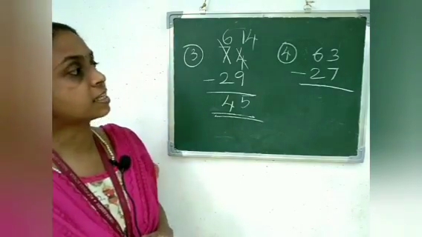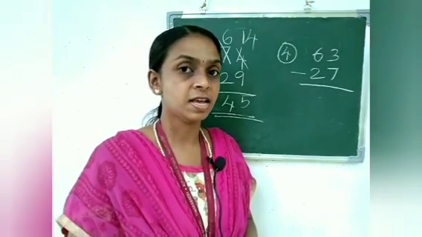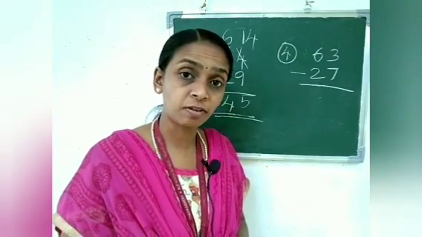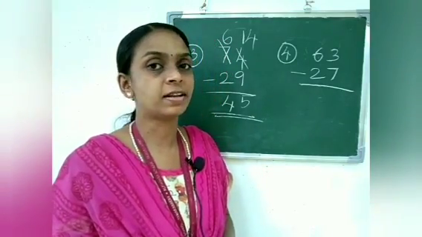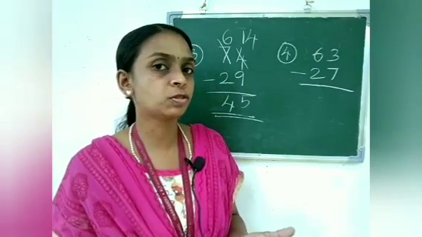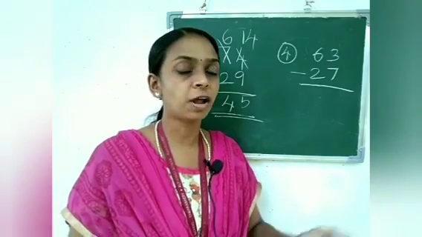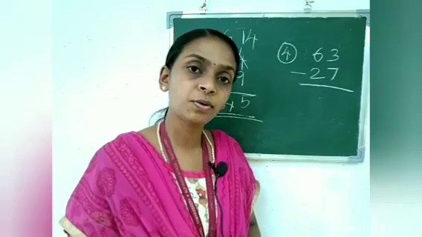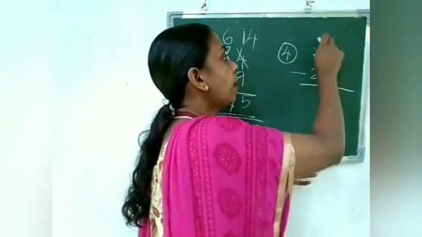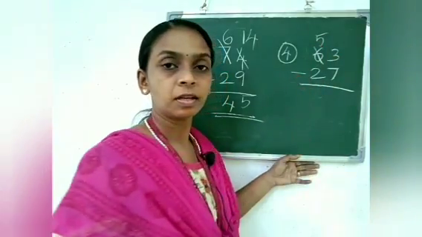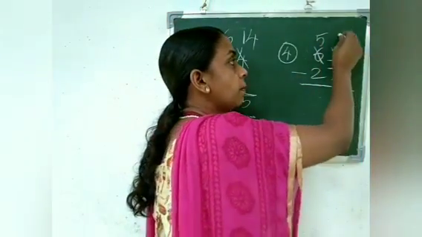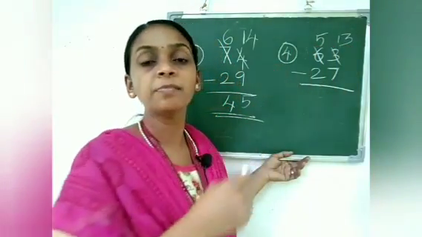Then next is 63 minus 27. Which numbers will we subtract first? 3 and 7. 3 minus 7. Is it possible? No. It is not possible to subtract 7 from 3. So what will we do? We have to borrow 1 from 6. Then 6 will become 5. And 3 will become 13.